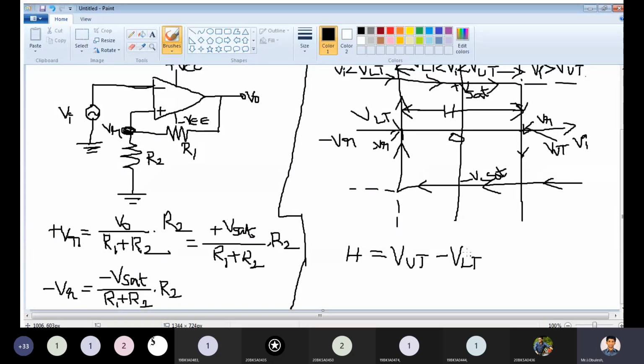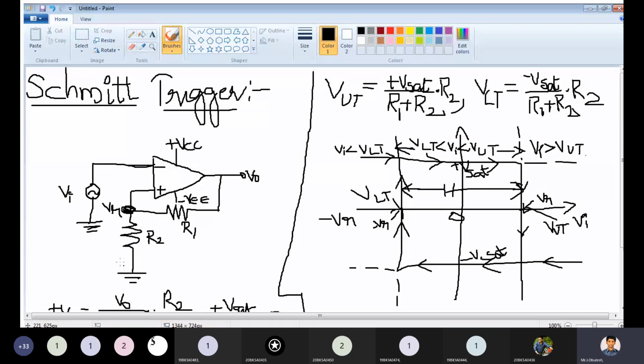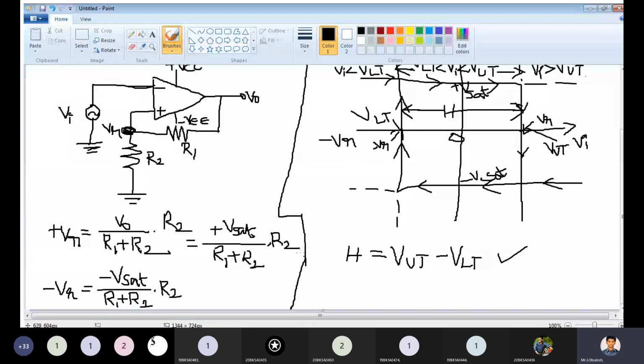The upper threshold value is plus V saturation R2 divided by R1 plus R2. VLT means minus V saturation R2 by R1 plus R2. Substitute those two values in this equation. Now what will you get? Tell me what the H value is. Substitute in this equation.